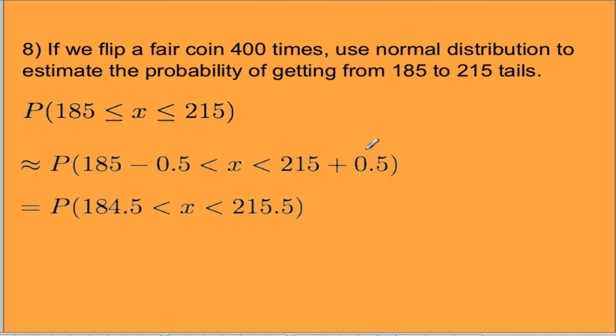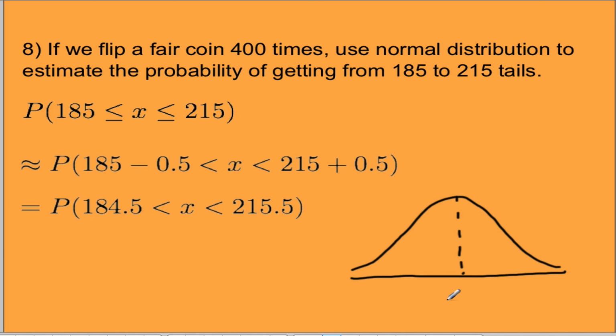Now we do the same problem, this time by normal distribution. So as I said, we're going to add 0.5 to the right number, and we're going to subtract 0.5 from the left number. Drawing the normal curve. Labeling it with a mu of 200 and a standard deviation of 10. 215.5, 184.5, and we want to know this area.